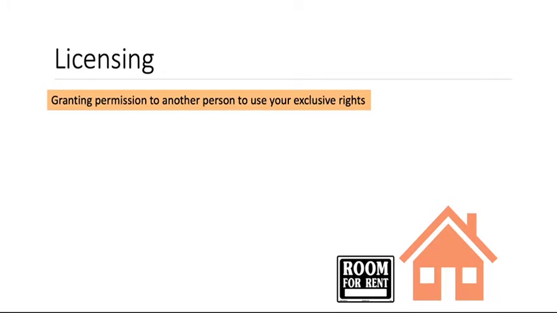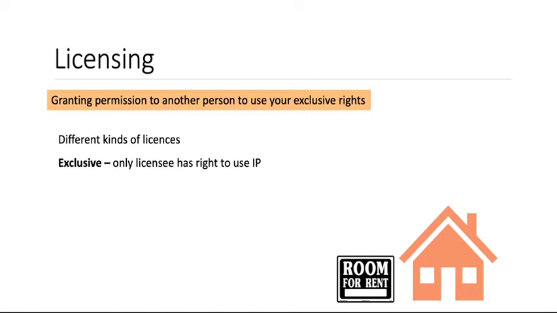There's different kinds of licenses, and the one you choose depends on the commercial situation, the product, the market, what you want to achieve, and so on. The first of these is the exclusive license. This is where only the IP licensee has a right to use the intellectual property. So this excludes the owner of the intellectual property as well. This is a good choice if the licensee is willing to invest a lot of money in a new technology or laboratories or R&D or testing to make sure that that product actually gets on the market.